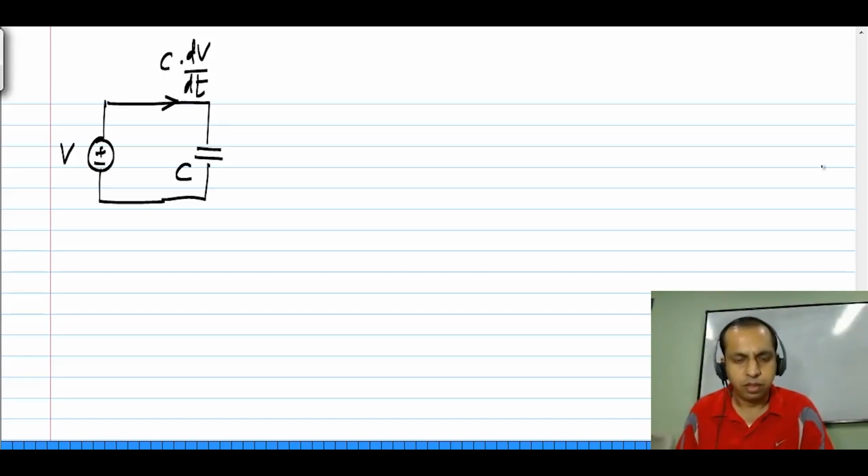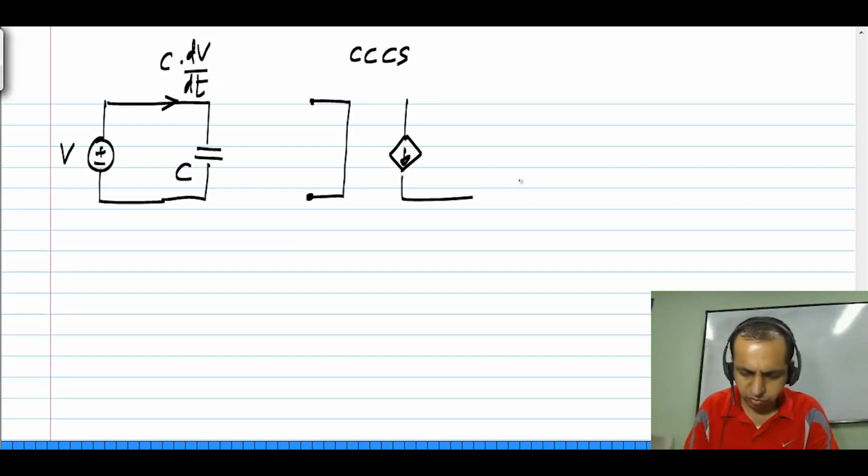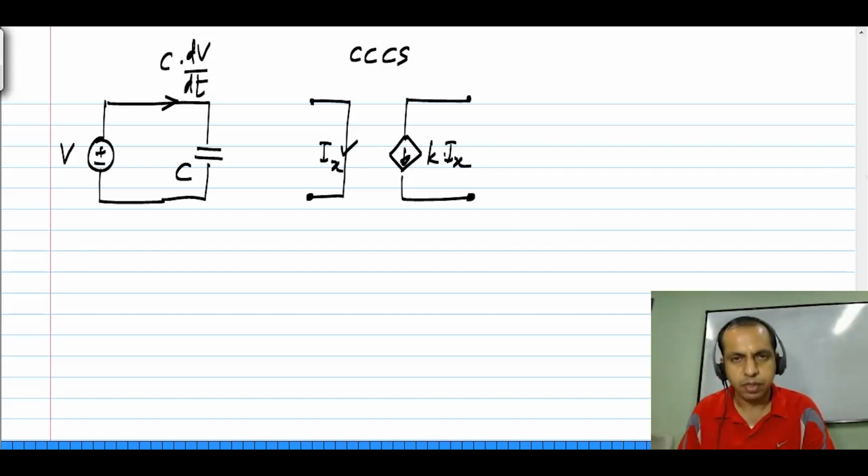Now I have a variety of control sources, but for now let me consider a current controlled current source. Let's say this is Ix and this is some K times Ix. Now let's say that I want to alter the characteristics between these two terminals in some way. I want to scale it.